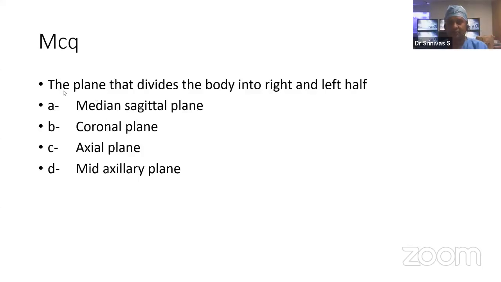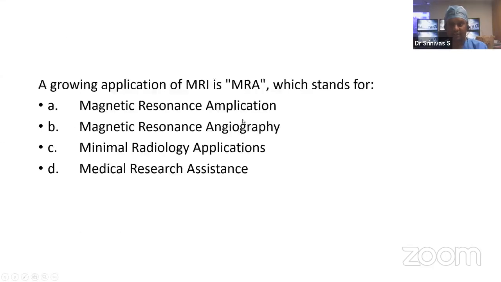So the first MCQ: the plane that divides the body into right and left half is the medial sagittal plane, coronal plane, axial plane, or mid axillary plane. Somebody has said coronal plane, somebody has said medial sagittal plane. So it is the medial sagittal plane. Very good. Some said it is mid axillary line. So the plane that divides the body into right and left is the median sagittal plane.